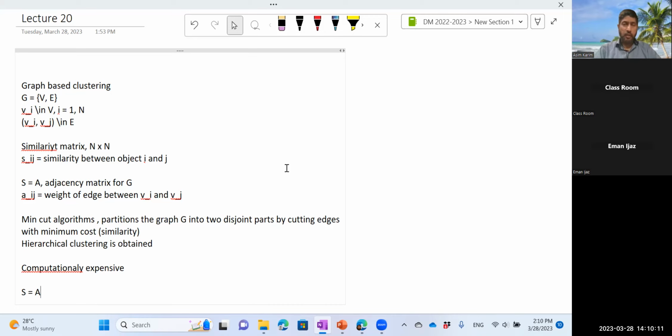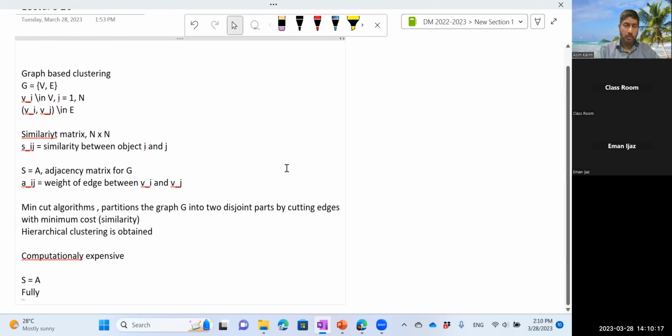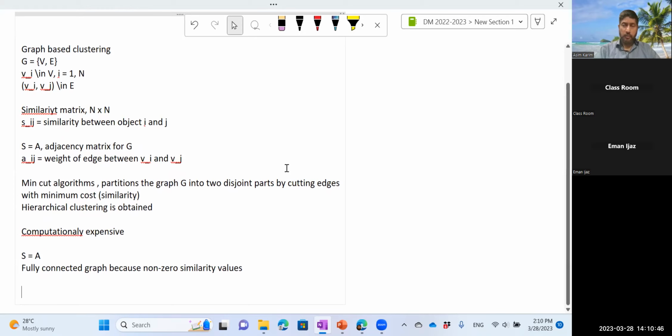Okay? So if you take the entire matrix and convert it into a graph, you will have a fully connected graph, because you have basically non-zero similarity values. So one thing that we like to do is to try to make the graph sparser, meaning that we try to remove some edges from the graph. So we will discuss two ways to make such graphs sparser.